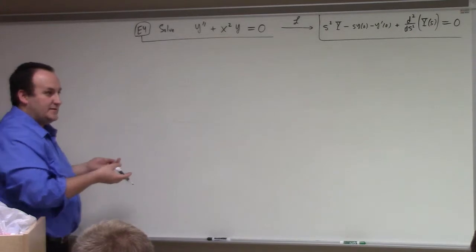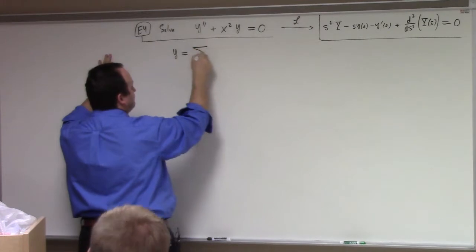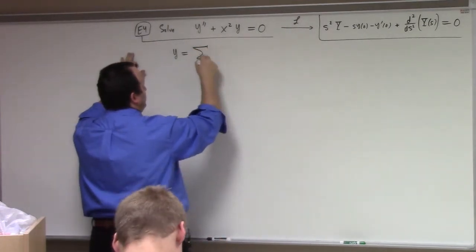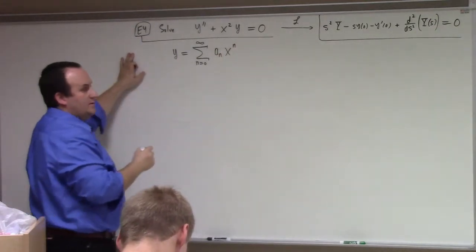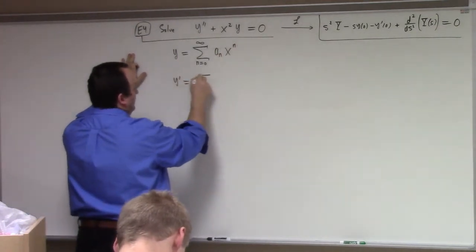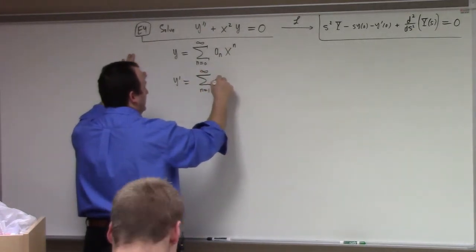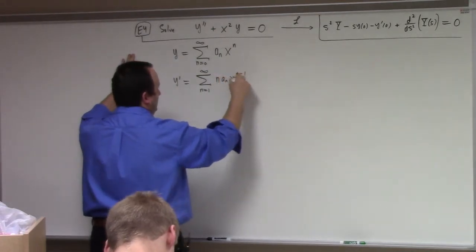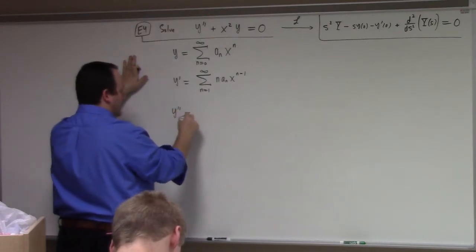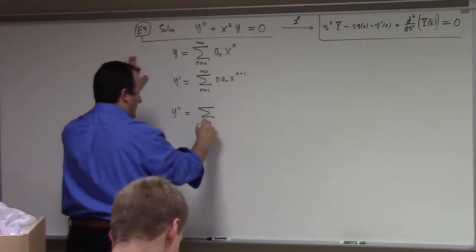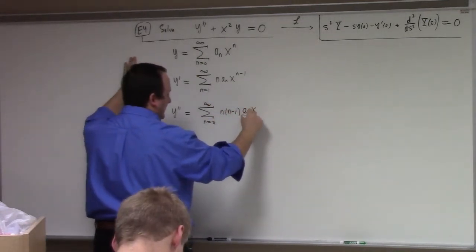Let's try the series technique, see how it goes. So this one we're going to have to use summation notation for. y is the sum, n equals 0 to infinity, of a sub n x^n. So y' is the sum, n equals 1 to infinity, of n a_n x^(n-1). And y'' is the sum, n equals 2 to infinity, of n(n-1) a_n x^(n-2).